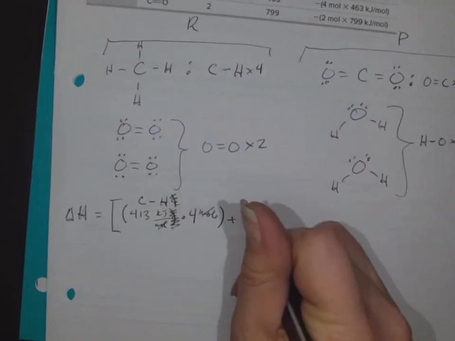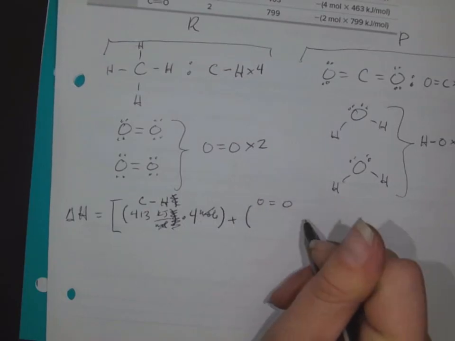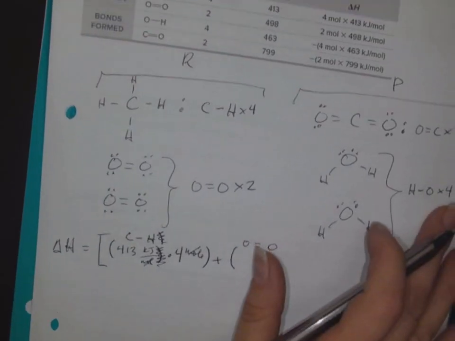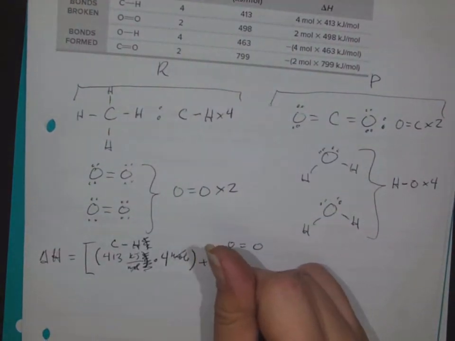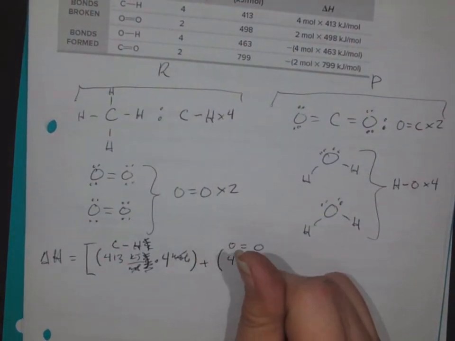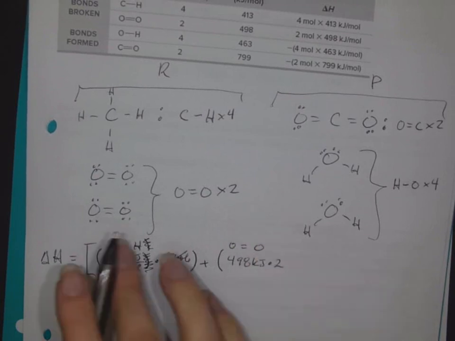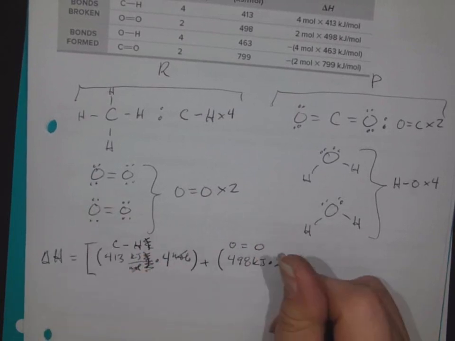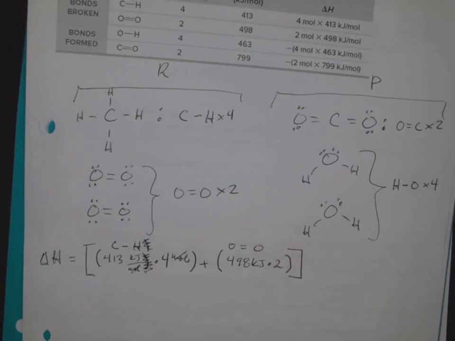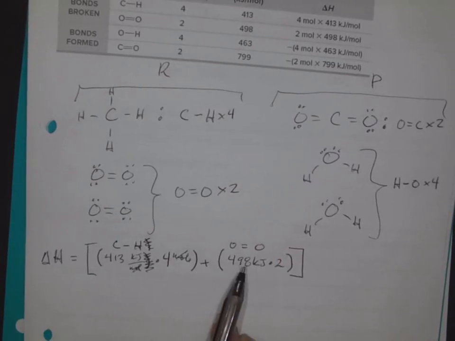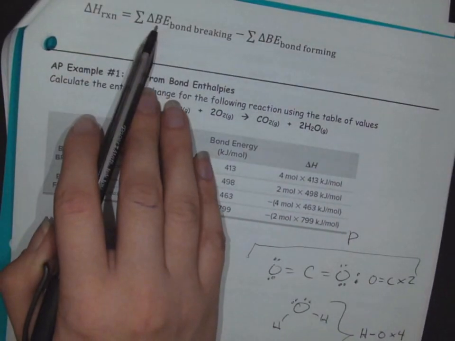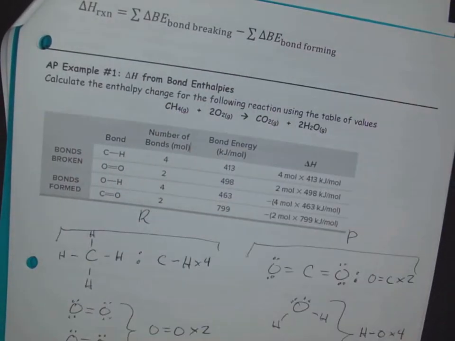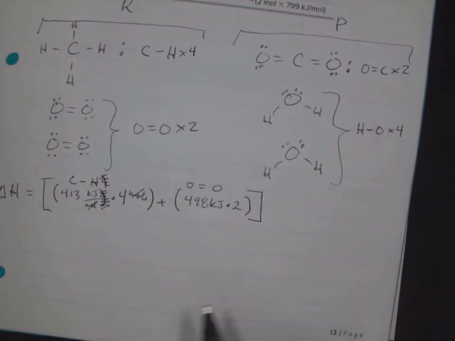So now I'm going to add that to, this is going to be my double bond, right? So oxygen double bonded to oxygen is 498 kilojoules. And this is 2 of those double bonds. And that's my reactants. That's all the bonds that I'm going to break for my reactants. So I just did the first part of this, the sum of the bonds being broken. Now I need to minus it from the sum of the bonds being formed.